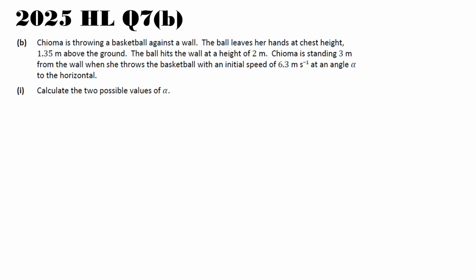So first thing I'll always say for questions like this, it is a really good idea to do a diagram. So here is what we have. You can see that we have Chioma here on the left. The ball is leaving at 1.35 meters and it hits the wall at 2 meters. And then the horizontal distance between Chioma and the wall is 3 meters.